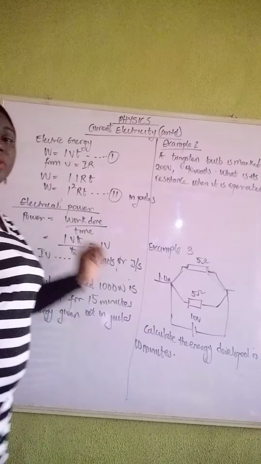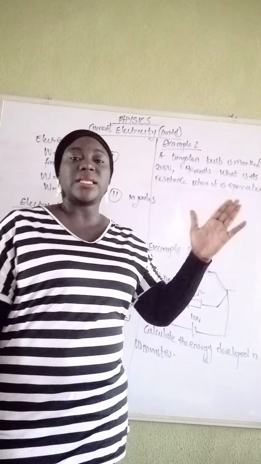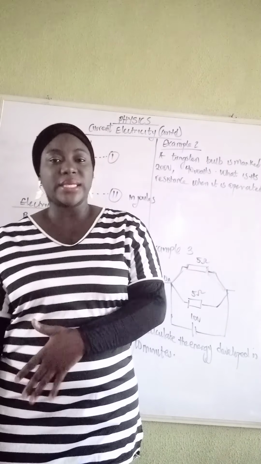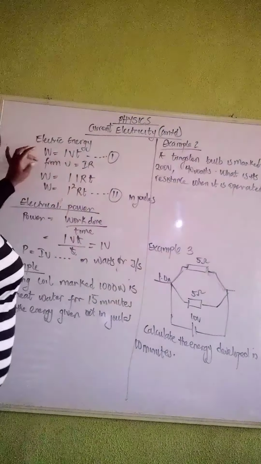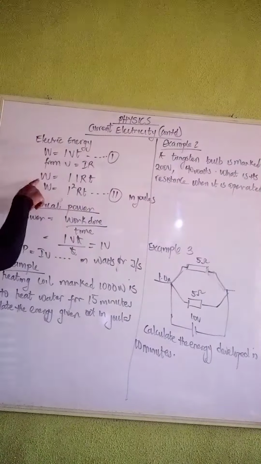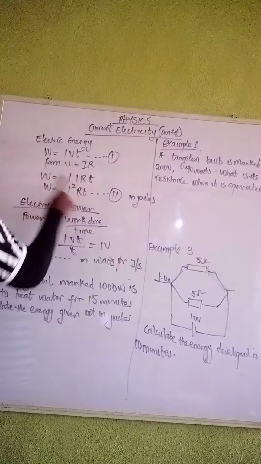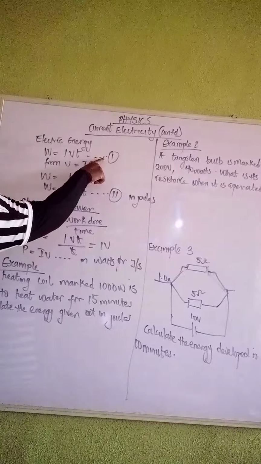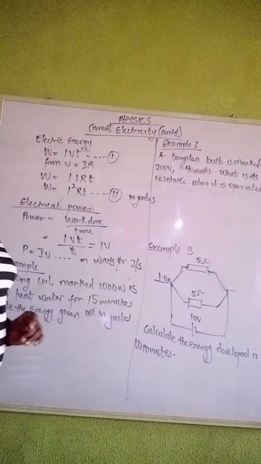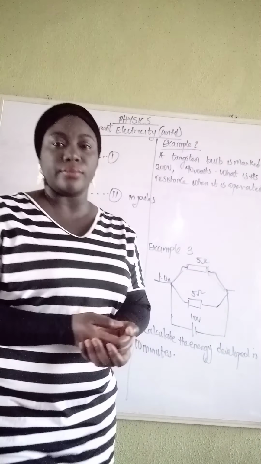Here, from Ohm's law, we have V equals IR. That is, the volt is equal to the current times resistance. If you substitute V equals IR into this equation, we can as well have W equals IIRT, which is I squared RT. So you use either this formula or this one for your work done, depending on the parameters given to you in the question.